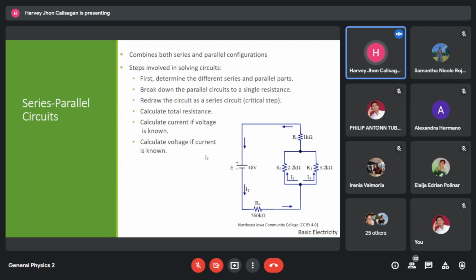But remember, sometimes it is not just one parallel circuit that is involved when it comes to the relationship of the combination between series and parallel. Sometimes more than that, no? So, the more parallel circuits involved in this topic, the longer the solution. But as long as you know how to calculate, then you will get the correct answer.